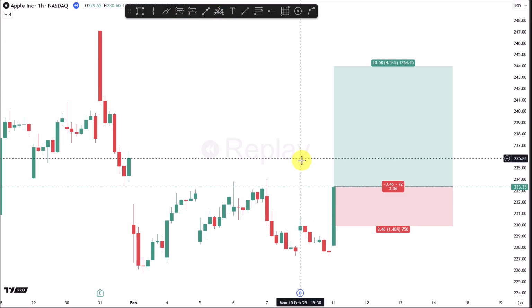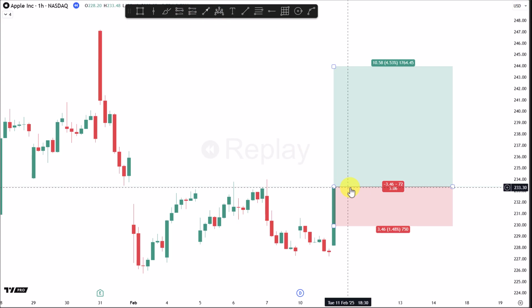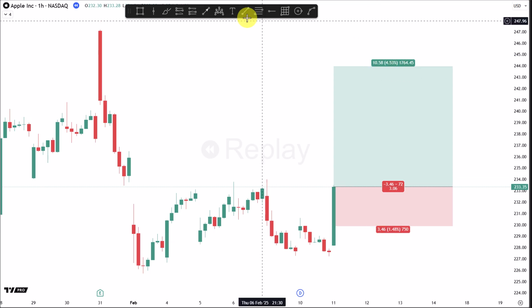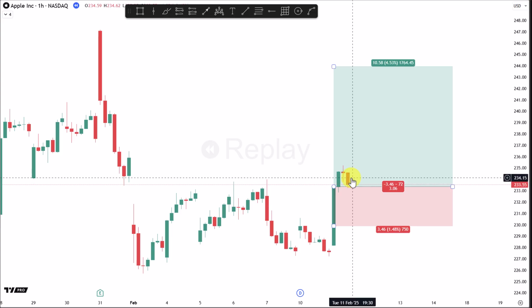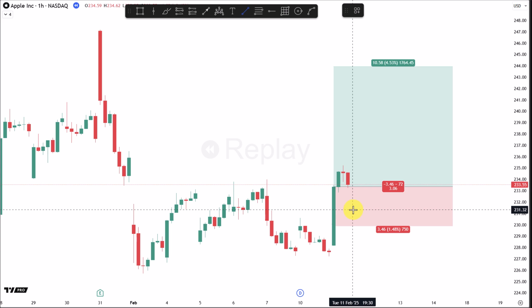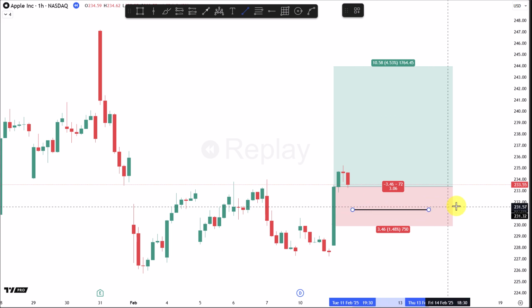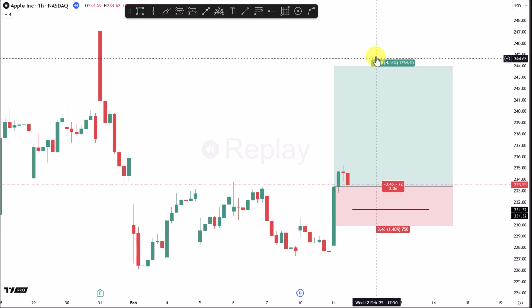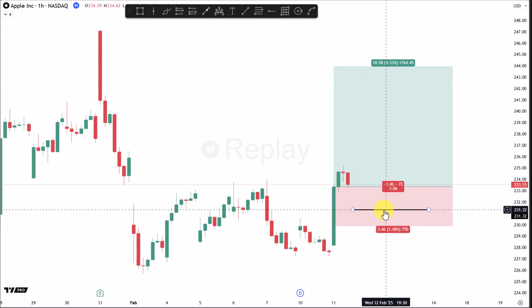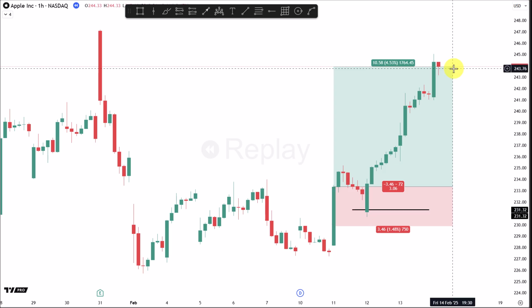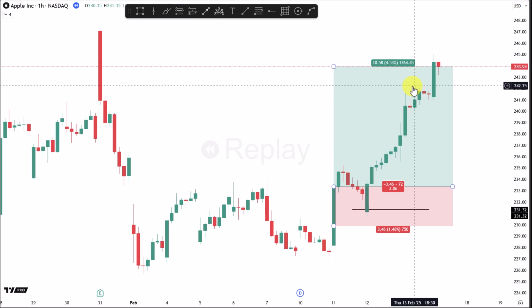So the initial premise is the same. The entry is here, the initial stop loss is here, and the initial target is here. So we see the price moves a little bit in our favor. And assuming that we are now trailing our stop loss, we are moving the stop loss to this price level. The initial stop loss is still here, of course. The initial target is here, and the new trail stop loss is here. And the trader would have been taken out. Later, the price would have reached the initial target.